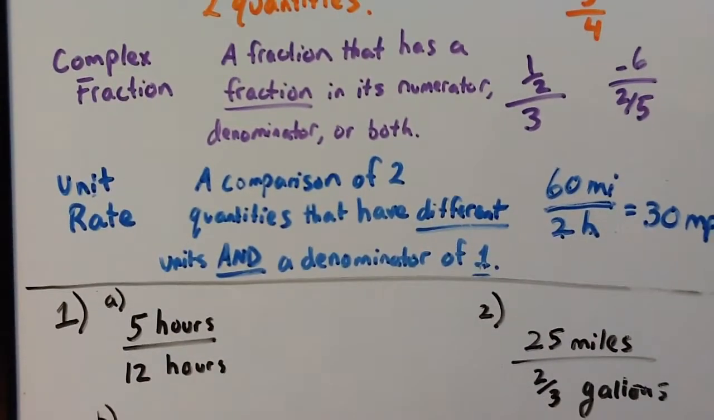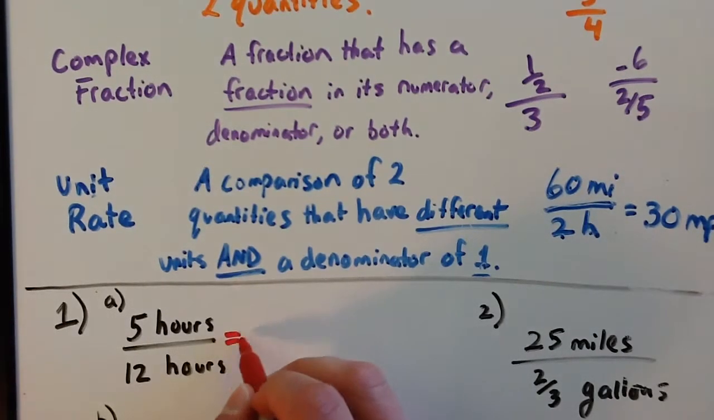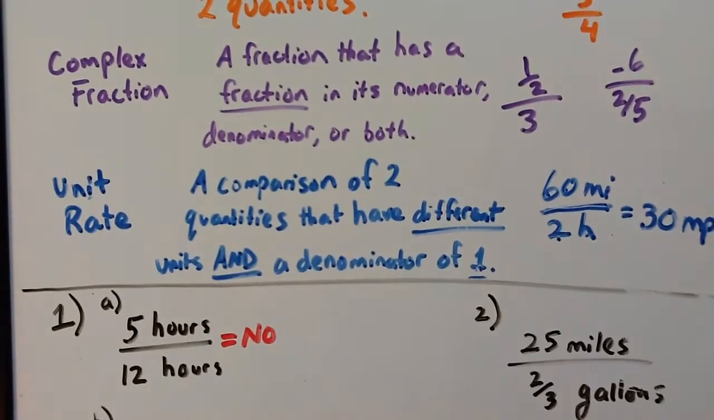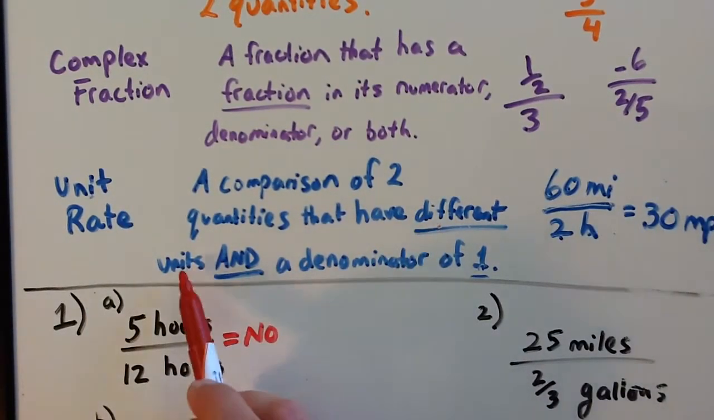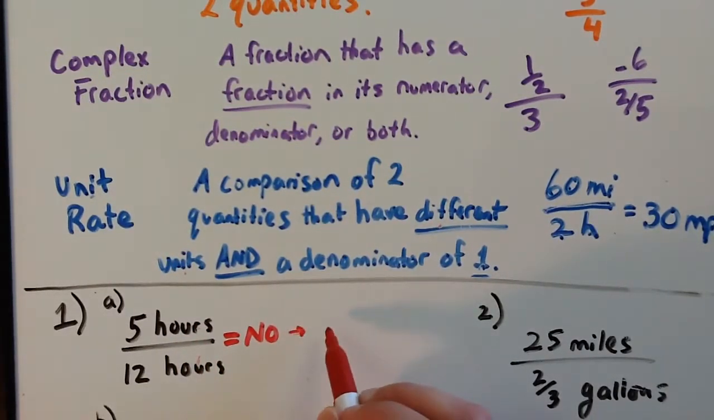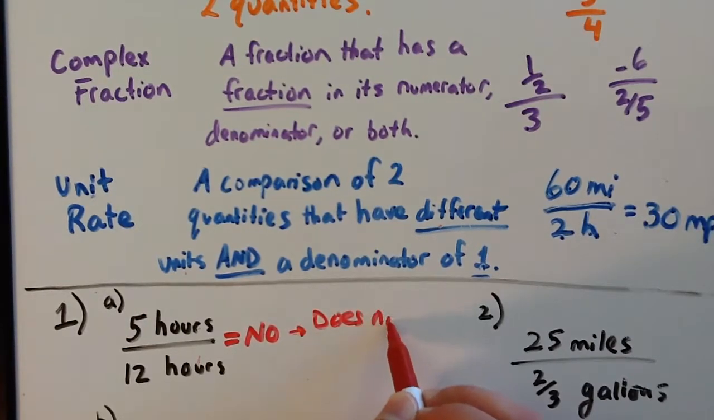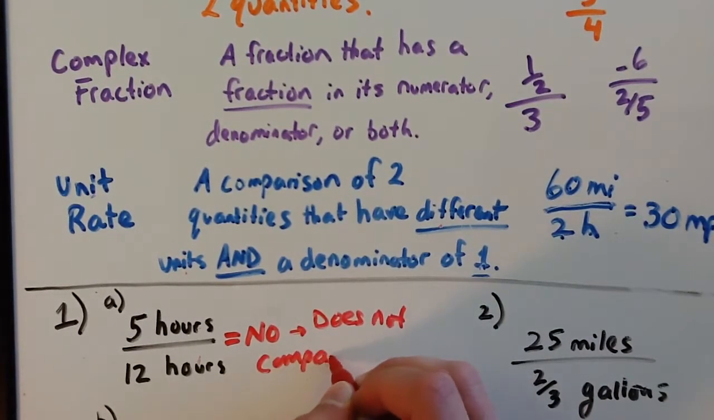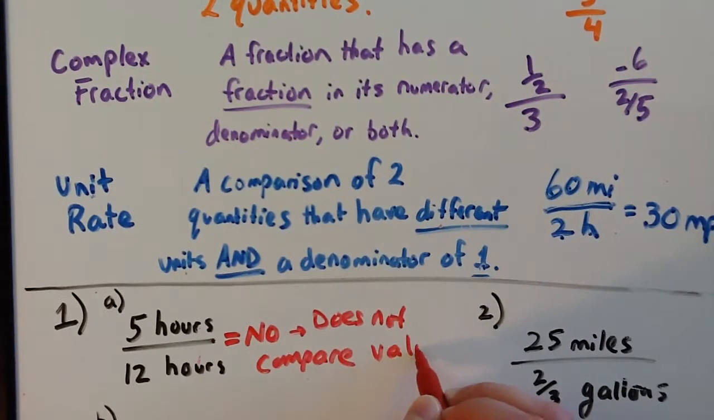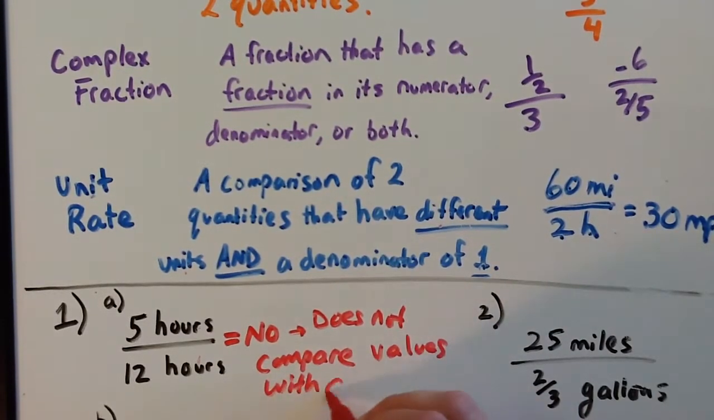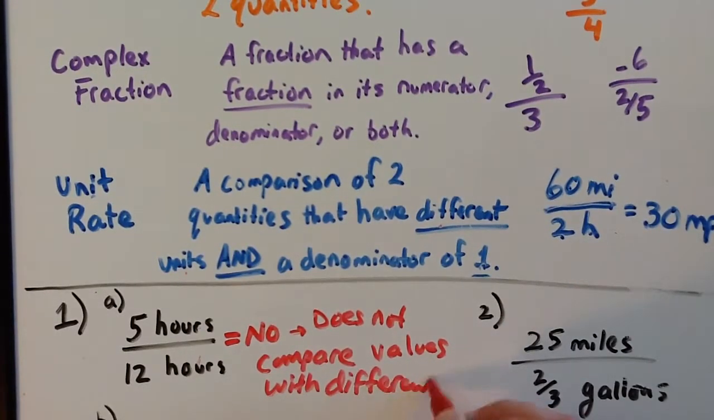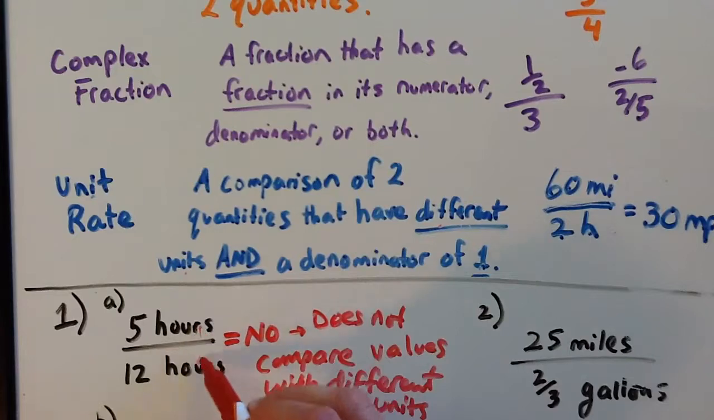In number 1, you are asked, is this ratio a rate? 5 hours to 12 hours. Is this a rate? You should answer no, right? It's not a rate. And why? Well, a rate must have different units. This ratio has the same units. And so no, it's not a rate because it does not compare values with different units. They have the same unit.